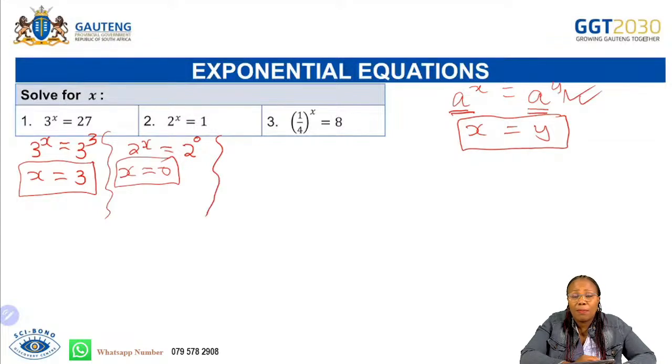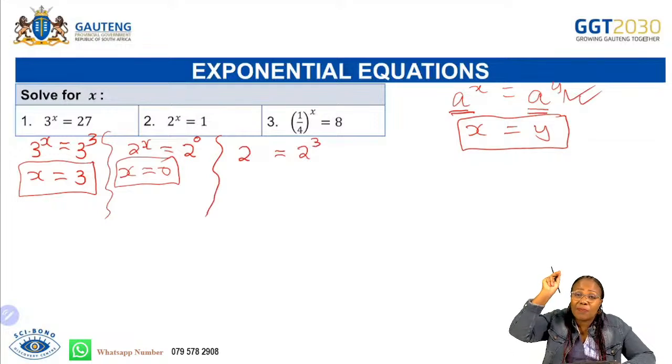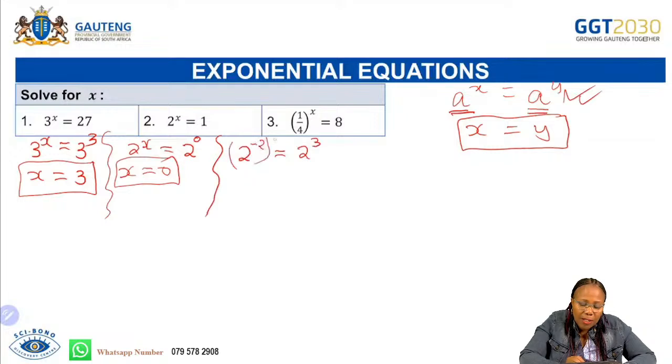And then moving to number 3, we need prime bases. Okay, we know that 8, we can write it as 2 to the power 3. So if this is using base 2, this must also use base 2 this side. What is 1 over 4 in terms of base 2? It will be 2 to the, because it's a fraction, that means the exponent is negative. Do you still remember the rule, grade 12? That will be 2 to the power minus 2, but it is having another exponent x there. Therefore, we end up with 2 to the power minus 2x.